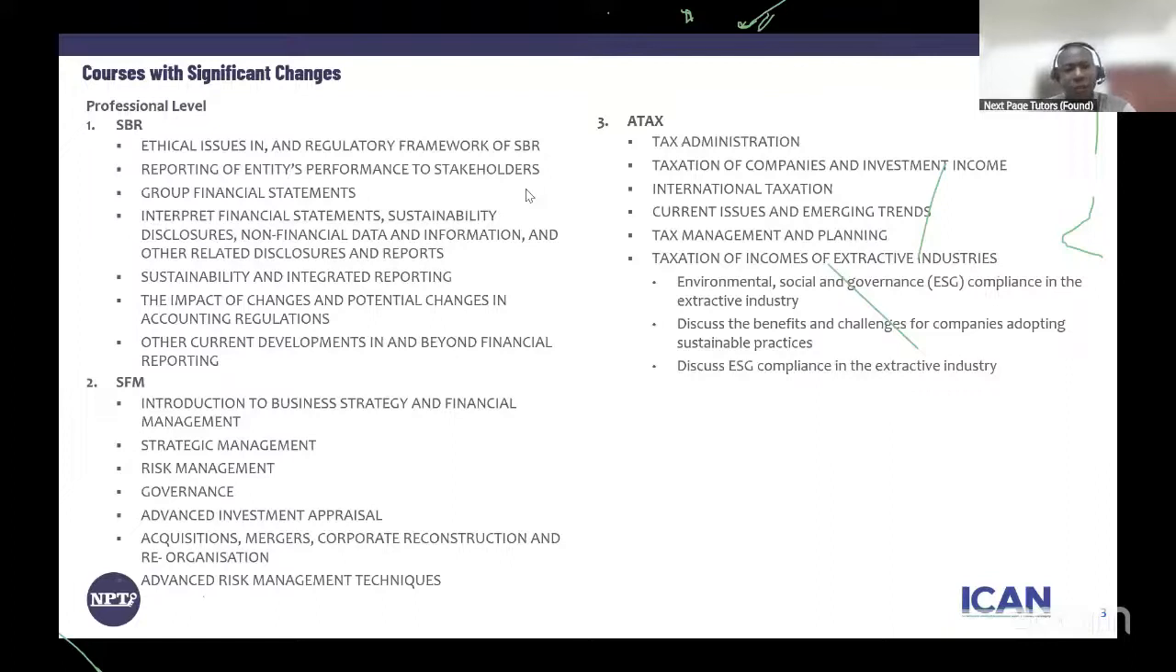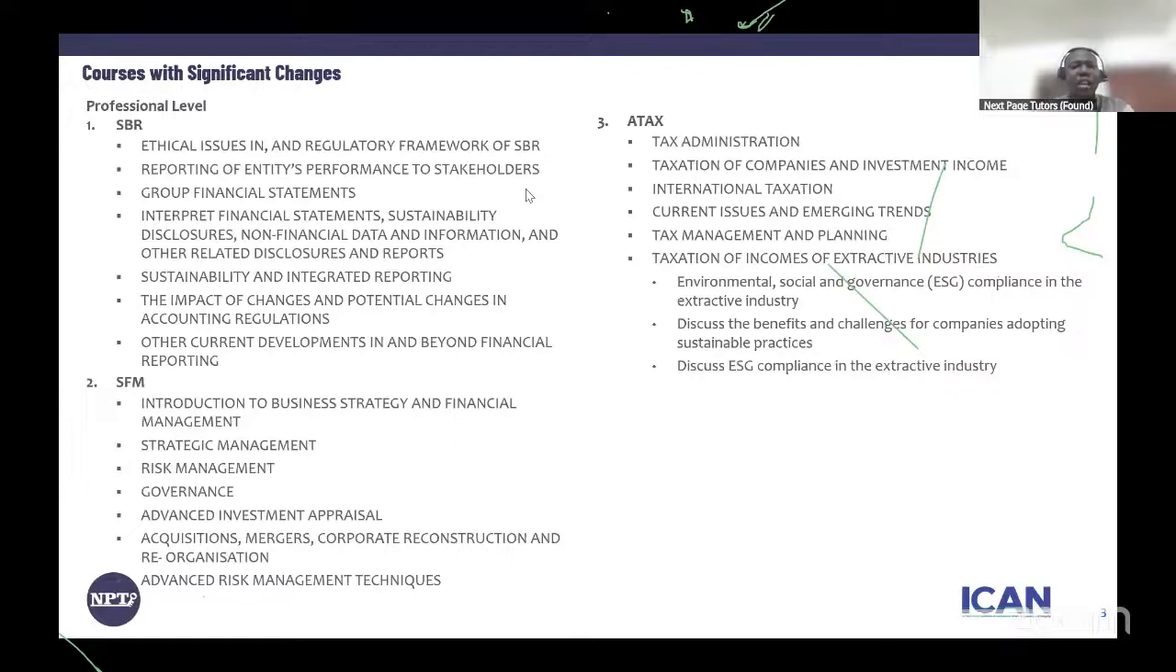For SBL, they introduce what is called sustainability and integrated reporting. That chapter, what we've always had before now was beyond financial reporting, but this time around, it is now more like a robust section taking about 10 to 15% of the whole syllabus. They dwell more on sustainability. And it's not only about IFRS S1, IFRS S2. No, it goes beyond that. How business needs to be sustainably aware.